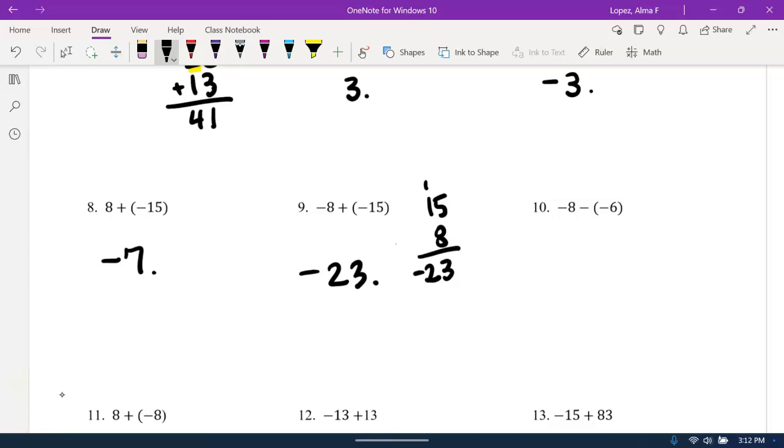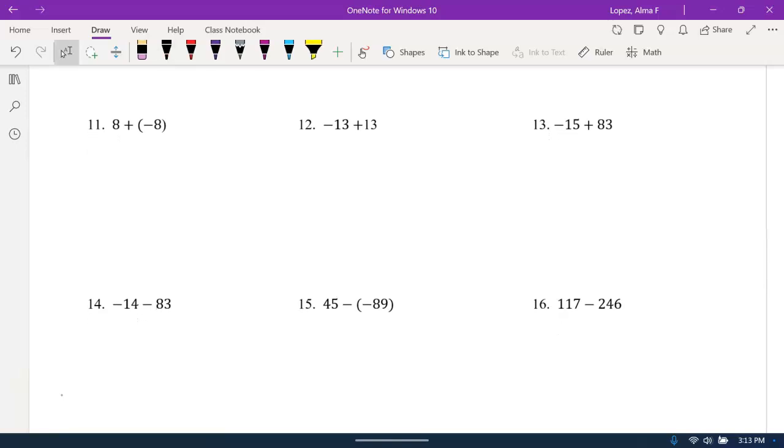Over here, hey, that's that double negative. I'm going to put a little star by it. Got a double negative, so first thing you're going to do is make it into a plus sign. This is now -8 plus 6. Two different signed numbers, so you subtract. 8 minus 6 is 2. Keep the sign of the larger.